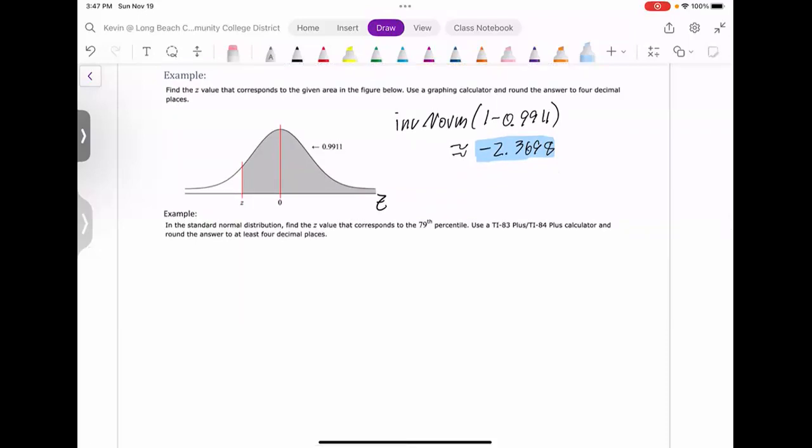All right. In the standard normal distribution, find the z value that corresponds to a 79th percentile. Ooh, there we are with the percentiles again. You most likely have forgotten most of what you learned about percentiles, so let's refresh our memories a little bit. So this, again, is Z. Here is 0. The 79th percentile, if you remember, is the location where 79% of the data is below it.